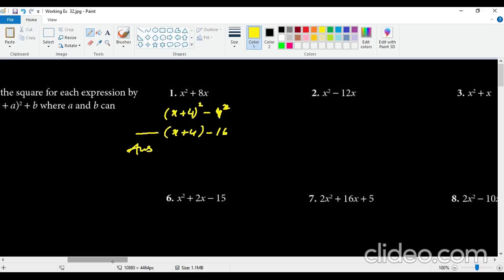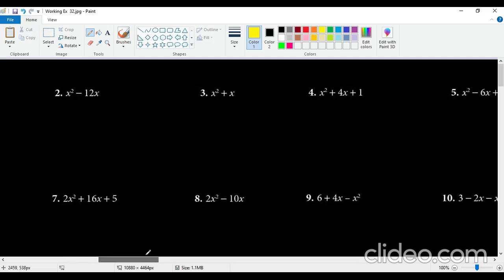Now moving on to question number 2. This is the simplest, I guess: x square minus 12x. What you should do is write x only, then minus, because there's a minus sign in between. And what is half of 12? Half of 12 is 6. Then you whole square it and just add 6 square. 6 square is going to become 36.